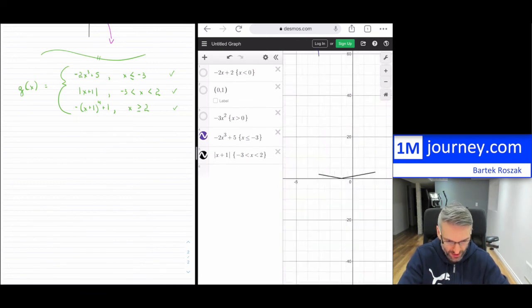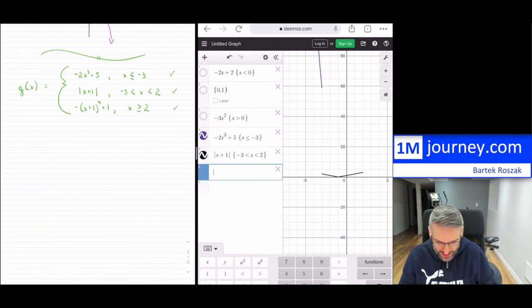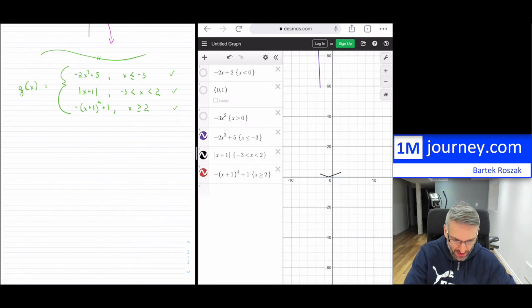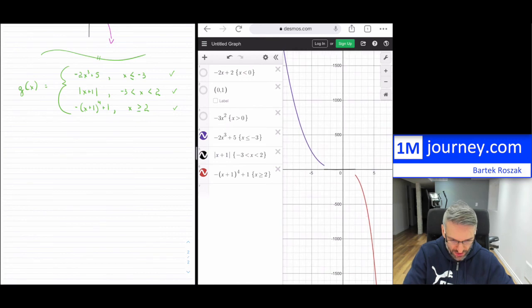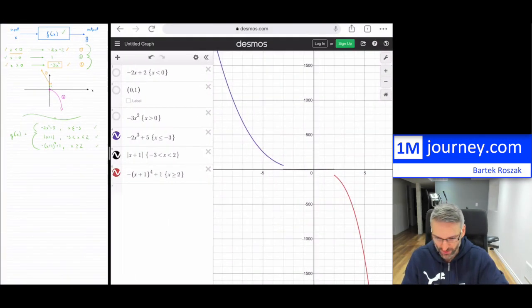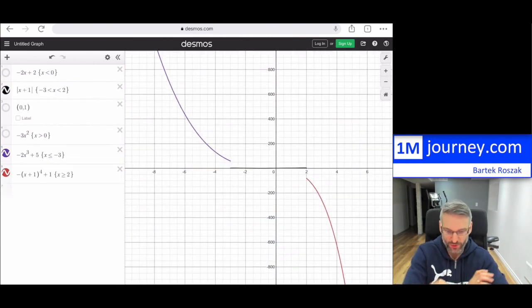Notice it got shifted, and there's a huge discontinuity there in between. Now let me put the last piece in there, and that's going to be negative x plus 1 to the 4, and finally plus 1, for x greater than or equal to 2. That would be my last piece. Then there's going to be another discontinuity there as well. Let me get rid of this so that we can see the whole function, all the pieces in. So there we have it.